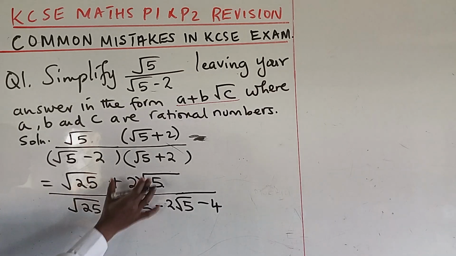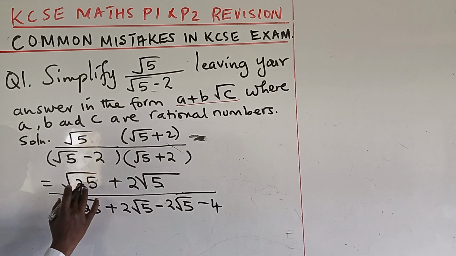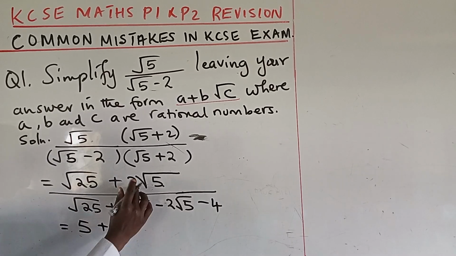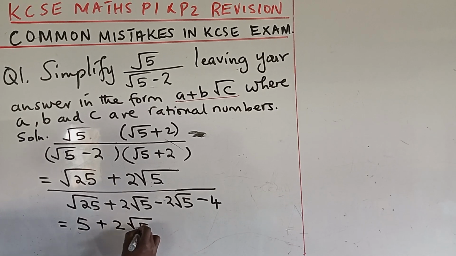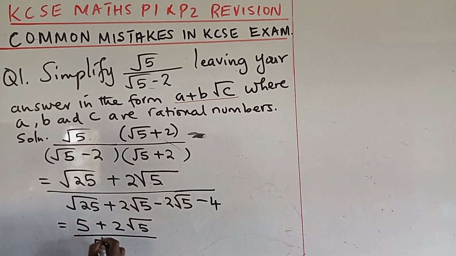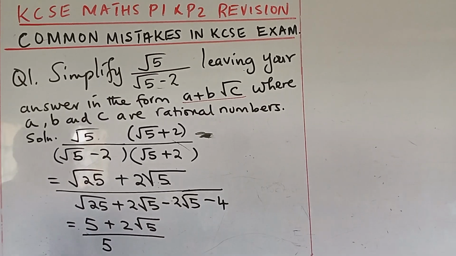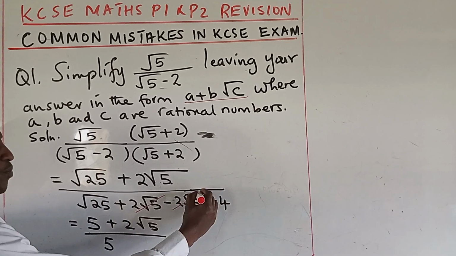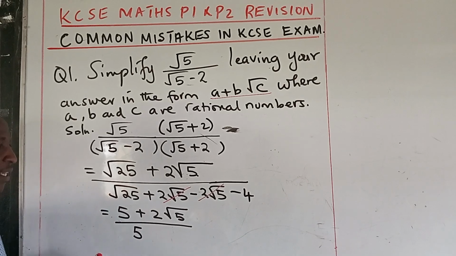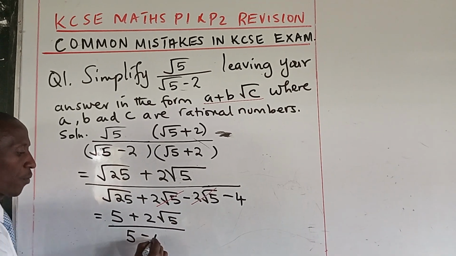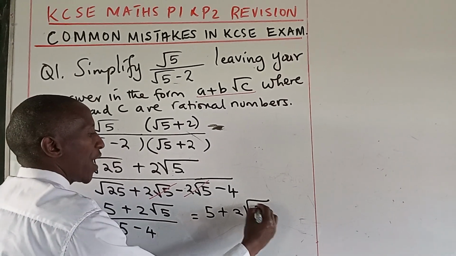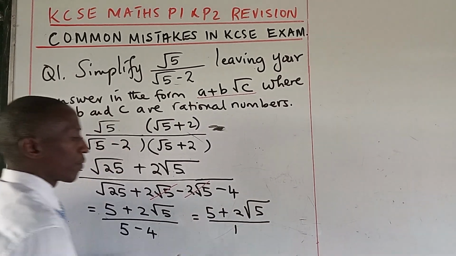Now, we simplify this further because we know we can have root 25 being expressed as 5, and then this remains as it is, 2 root 5 all over. This simplifies out as a 5, and we find that this 2 root 5 cancels out to be 0. Positive 2 root 5 minus 2 root 5 is a 0, and we subtract 4, and that gives us 5 plus 2 root 5 all over 1.